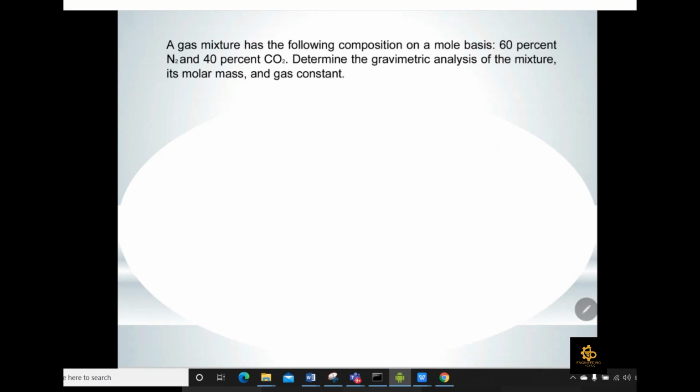Okay, so now another question. We have to read the statement first. It is mentioned that a gas mixture has the following composition on a mole basis: 60% N2, 40% CO2. Determine the gravimetric analysis. We already know the difference between the gravimetric analysis and the molar analysis. Here we are talking about the mass fractions, the molar mass and the mass fraction we have to find. So you have to note down the data and then put the solution.